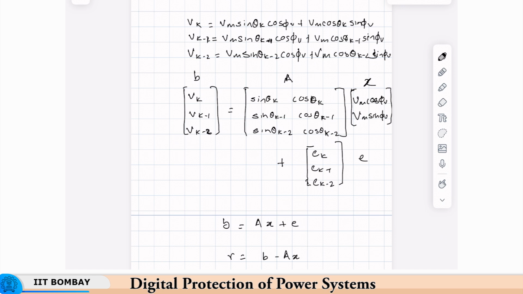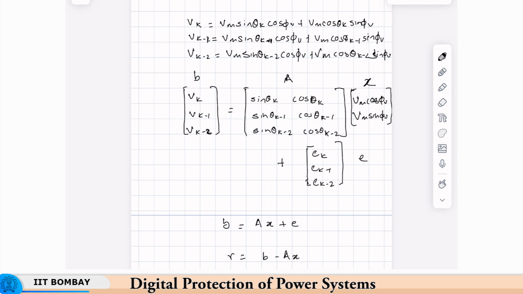the first term will be sin theta k into sin theta k plus sin theta k minus 1 into sin theta k minus 1 plus sin theta k minus 2 into sin theta k minus 2. So, it will be a summation of sin square theta k's, okay, k ranging from k minus 2 to k. Then the second term will be sin theta k cos theta k plus sin theta k minus 1 cos theta k minus 1 plus sin theta k minus 2 cos theta k minus 2. So, it will be a summation of sin theta cos theta k's.